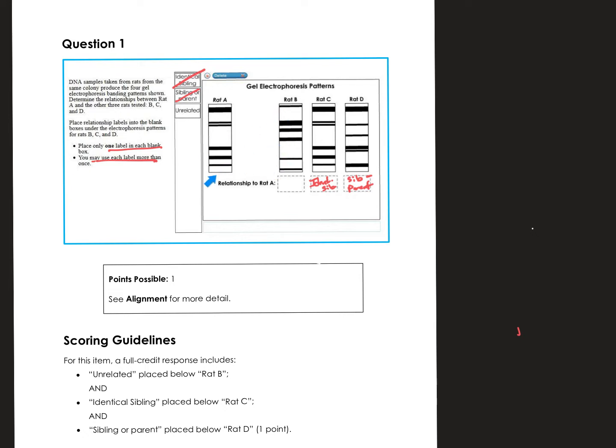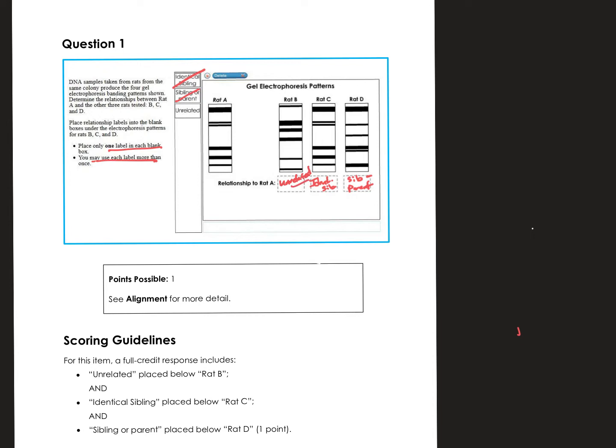Is there any similarity between B and C? I don't see any similarity between B and A. There are four similarities between D and A. You can argue some of those, but there's at least a couple similarities between A and D. A and C are identical, but A and B have no similarities as far as I can tell. There's not a single band that's the same. So I'm going to say no. I'm going to have to choose unrelated.